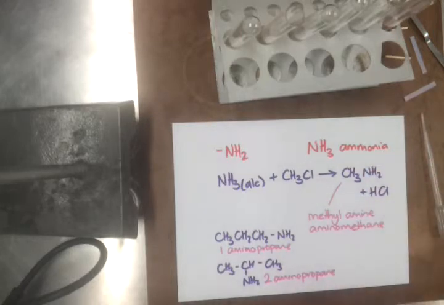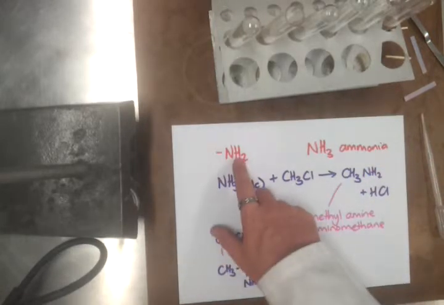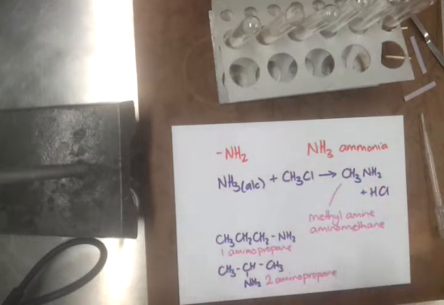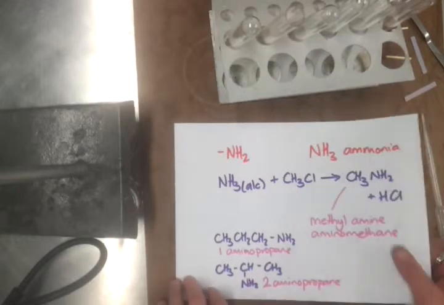Now let's have a look at some of the properties. Well, as I said, the NH2, just like ammonia, is able to make hydrogen bonds. That means that amines will dissolve very easily in water. And I'll just show you that. So I've got methylamine or aminomethane, if I want to call it that. And I'm going to put some of that into a test tube with some water.